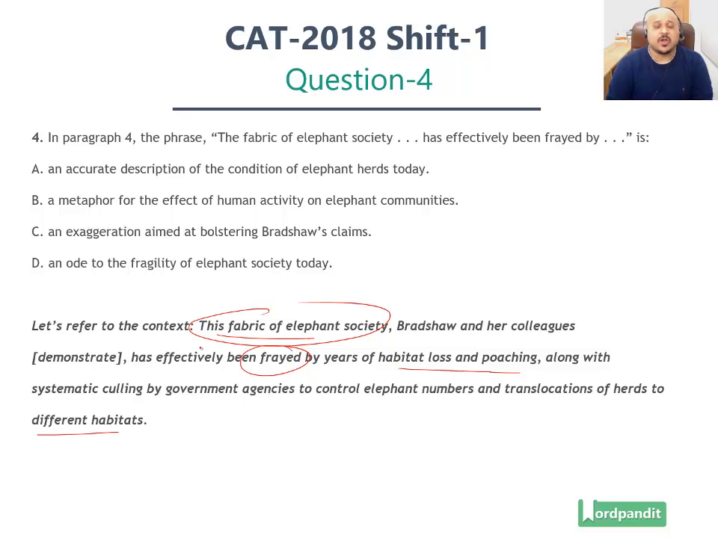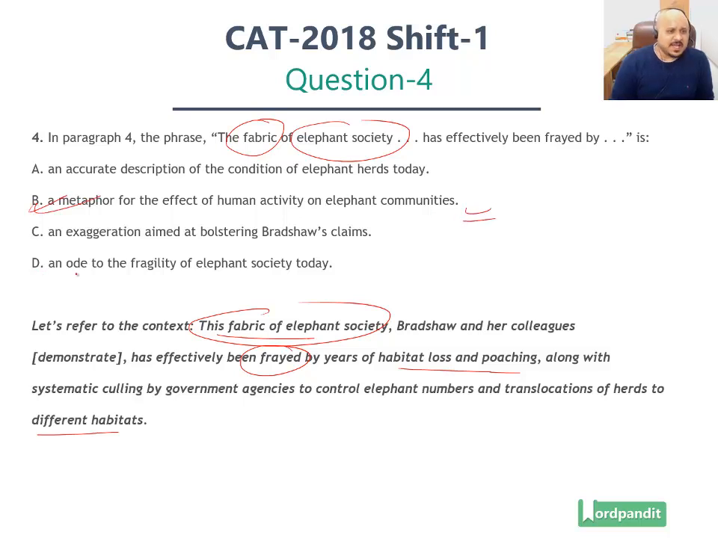You are drawing a similarity, you are drawing a parallel condition. So when you use a metaphor, what is it that you do? A metaphor in itself implies that you draw a similarity or a likeness to something to explain something, right? So you draw a likeness with something else when you want to derive a point. Here the likeness that has been drawn is elephant society has been compared to a frayed fabric. So two things have been likened to one another, they've been portrayed similar to one another, and from that similarity of the situation, we've got to understand the impact on elephant society. Hence the appropriate answer here is option number B.